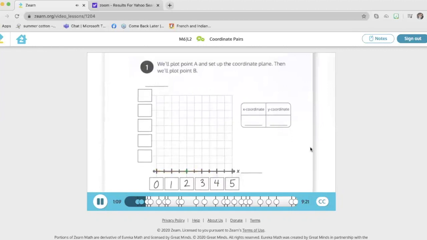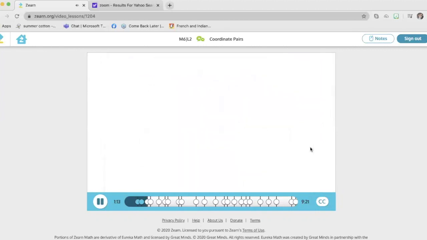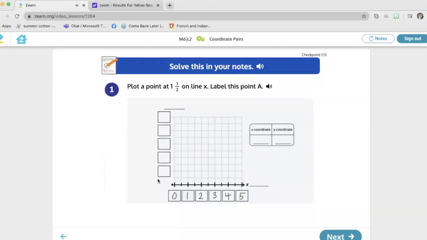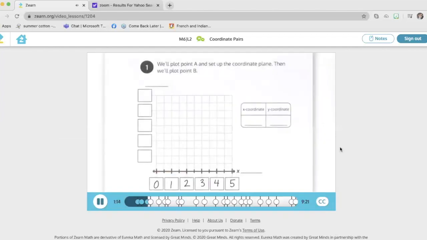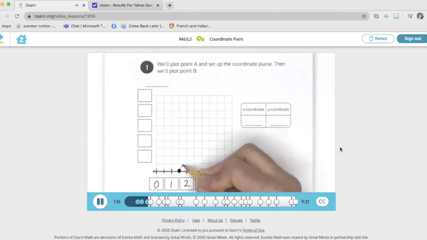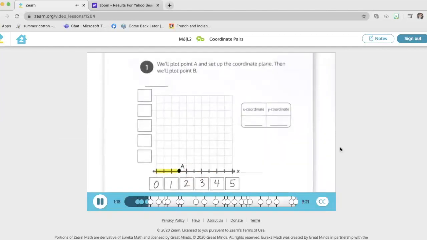Now, plot a point at 1 1/2 and label it A. Okay, so they want us to do 1 1/2. If we were plotting this point, which I know you don't have your Zearn books to do this, but we would start at 0, we would go 1 and then 1/2. So your point should be right here between the 1 and the 2. I'll plot point A here, 1 1/2 units from 0 on line X. Check your work.